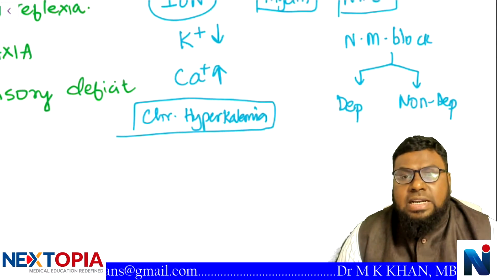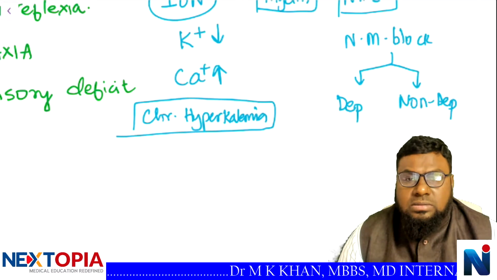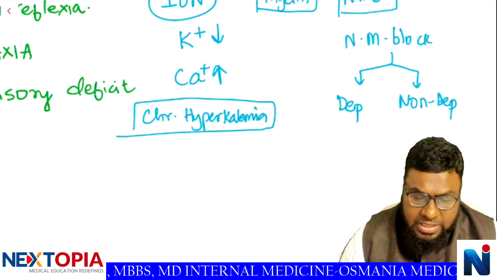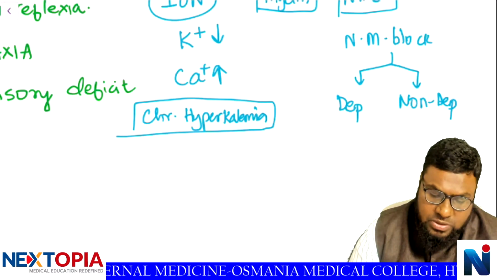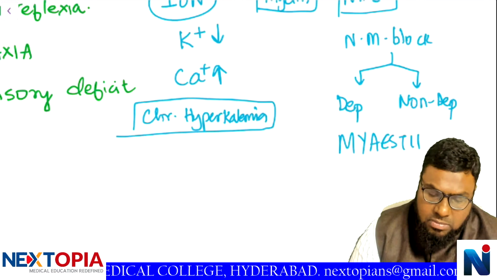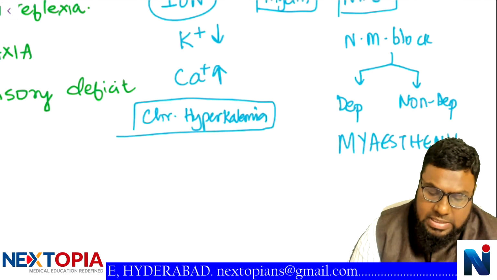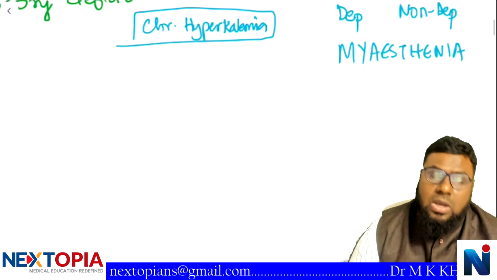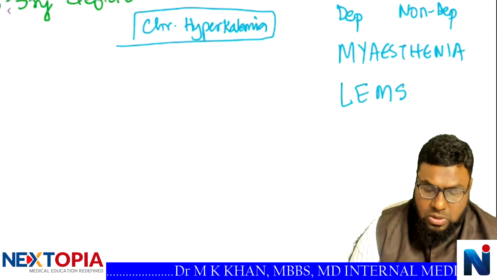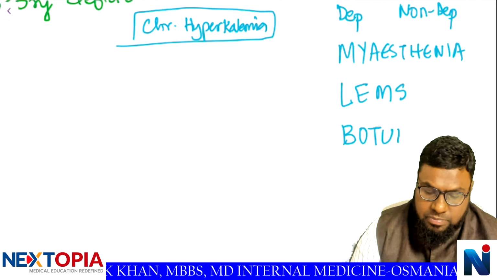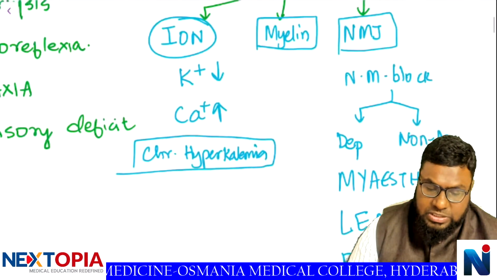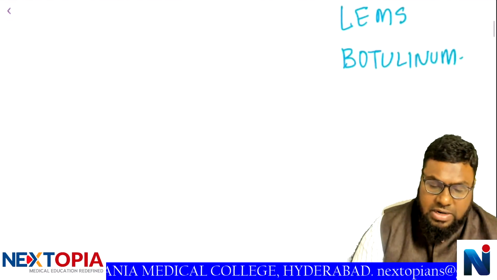Or sometimes certain toxins or drugs. All right. Certain neuromuscular junction disorders like myasthenia gravis, or Lambert-Eaton myasthenic syndrome, or botulinum toxin. All these are agents which act on the neuromuscular junction and cause decreased nerve conduction.